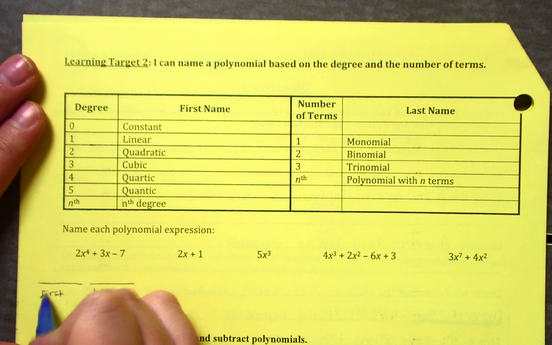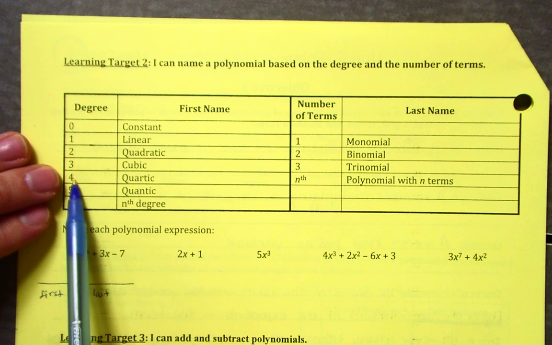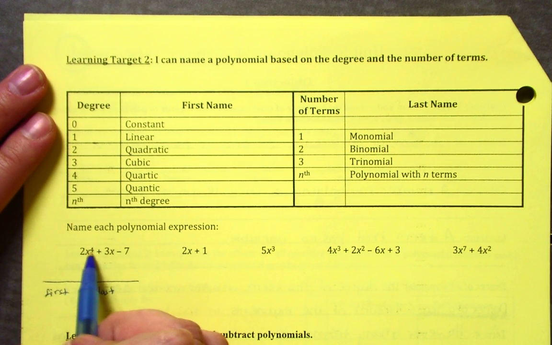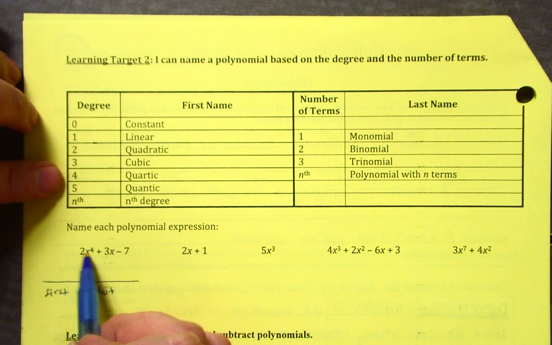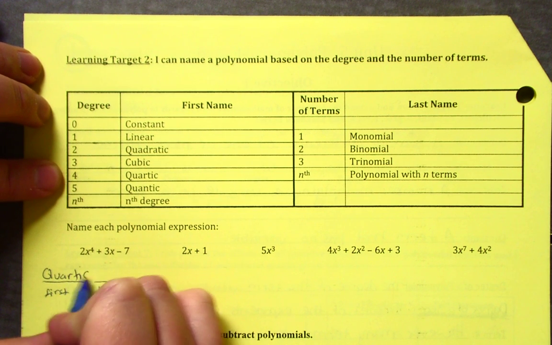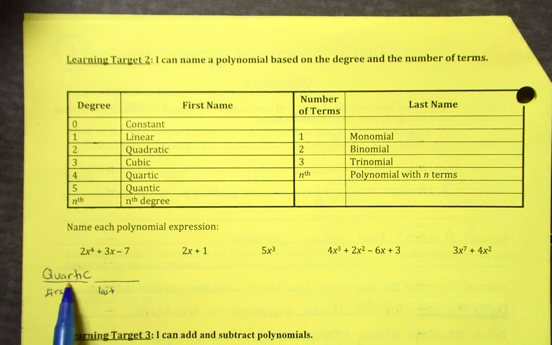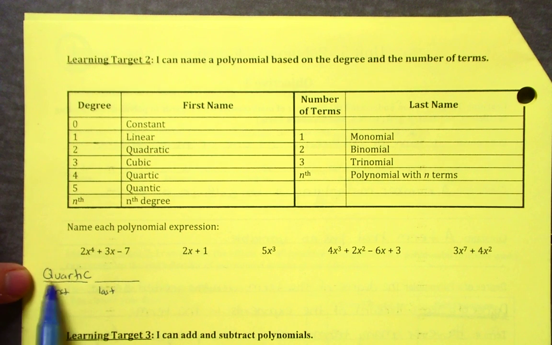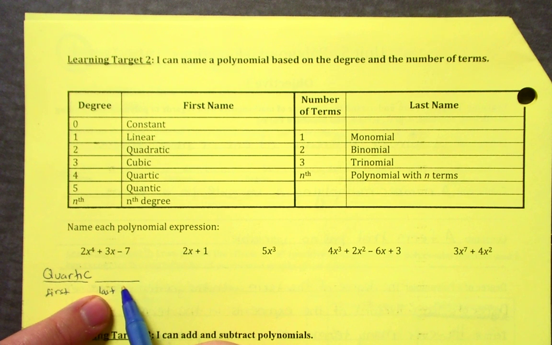So the first name of this polynomial comes from the fact that it has a degree of 4. If you look at this polynomial, the term with the highest degree is this one right here, and that degree is a 4, which means that this is a 4th degree polynomial. If it has a degree of 4, the first name is going to be quartic. Quart as in quarter, like there's 4 quarters in a dollar or 4 quarters in a football game. So that's where that comes from. Quart means 4.